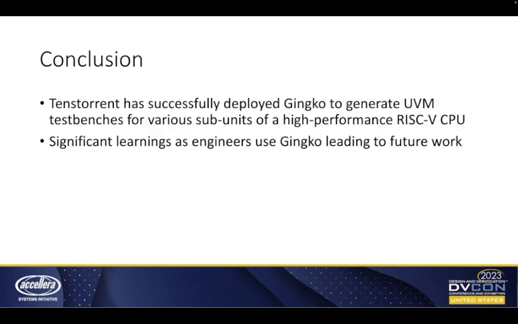So in conclusion, Tenstorrent has successfully used Jinko to build a flow to generate a UVM test bench. This flow has been used to create test benches for various subunits of a high-performance RISC-V CPU project. And we use this test bench generation methodology during our bring up process. It's really helpful and speeds up our cycle for doing the bring up process for our project.